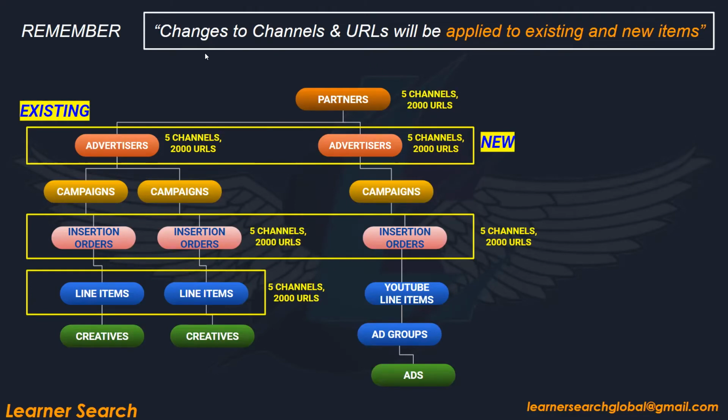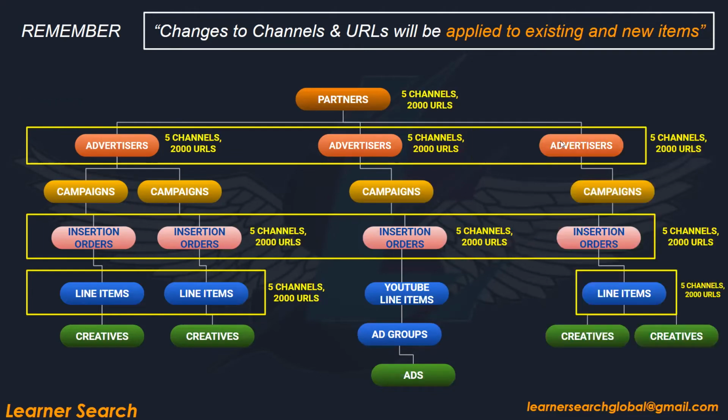So in this case, as per the note, changes to the channels and URLs will be applied to existing and new ones. So this is the existing one and this is the new one. So existing will also get changed. Previously it was 3 channels and 1500. Now since I changed at partner level, I have changed from 3 to 5 channels. So even that setting got applied to existing as well as new ones. Likewise, when I create a new one again, the same thing will be applied to the lower levels in the DV360 hierarchy under the same partner.